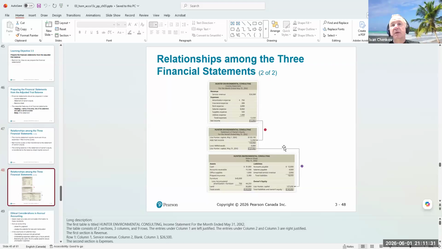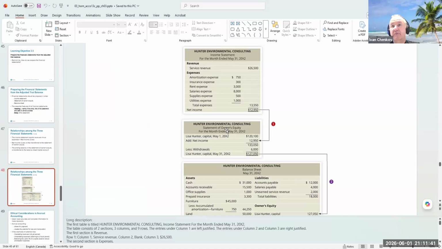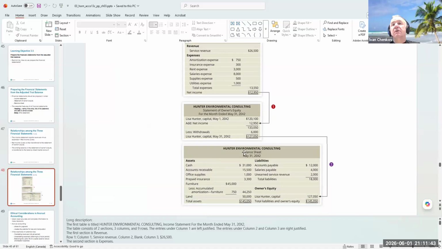Statements, we already saw the link between the statements. Net income for the period of time, for the month, moving to the statement of owner's equity for the same period of time, which then is shown on the balance sheet. At this point in time, you have these assets, this liability, and this equity. Is this going to be the same tomorrow? Well, we have to wait for tomorrow, and then we're going to see.